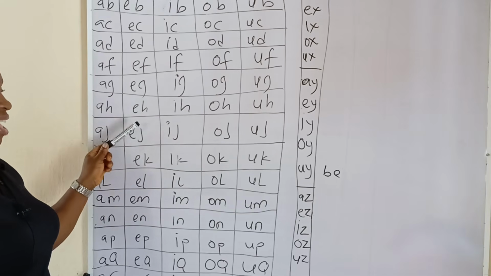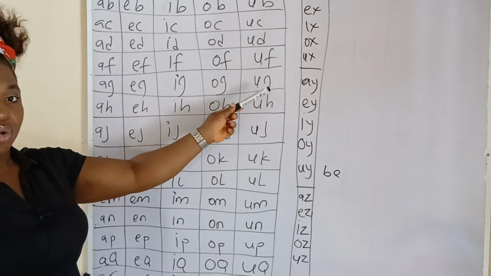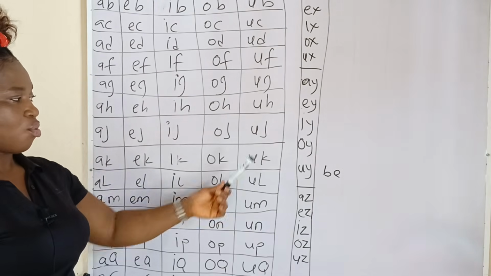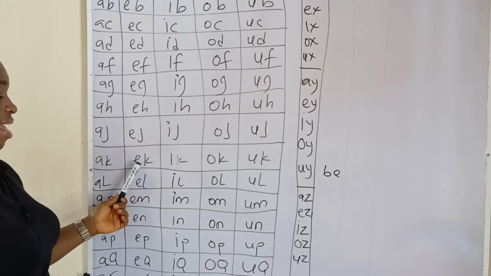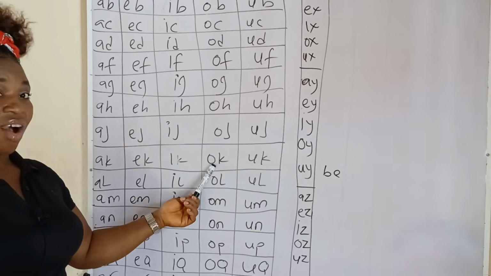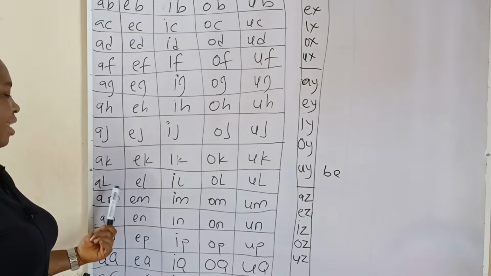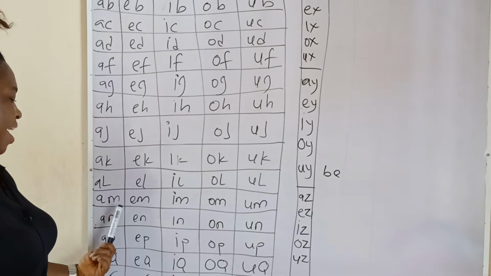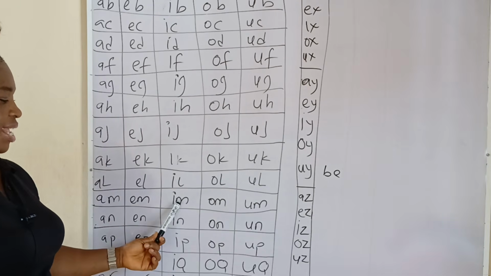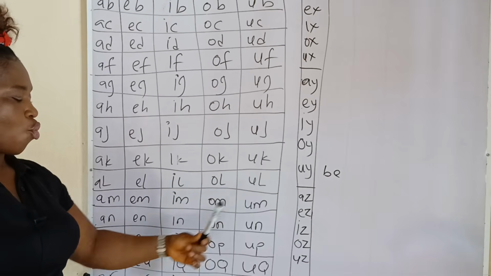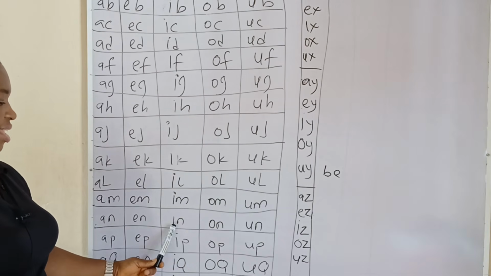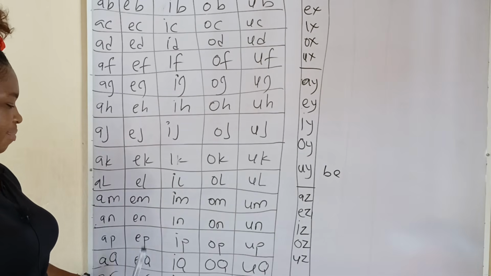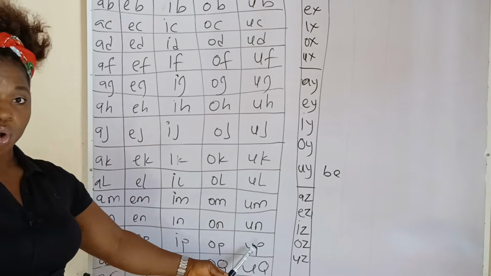A, e, o, u. Aj, edge, ij, oj, uj. Ak, ek, ik, ok, uk. Al, el, il, ol, ul. Am, em, im, an, en, in, on, un. Up, ep, ip, op, up.